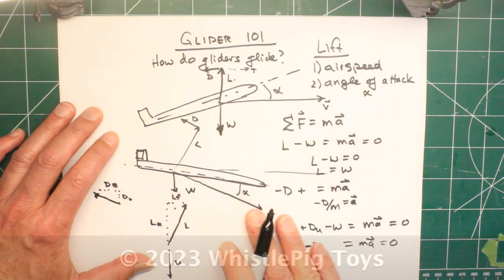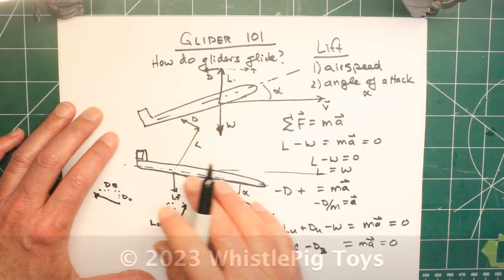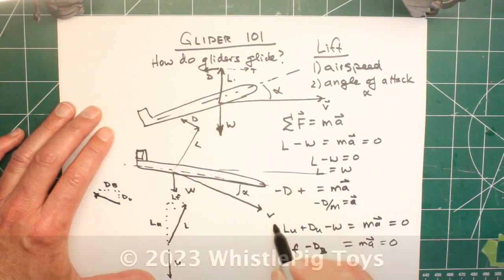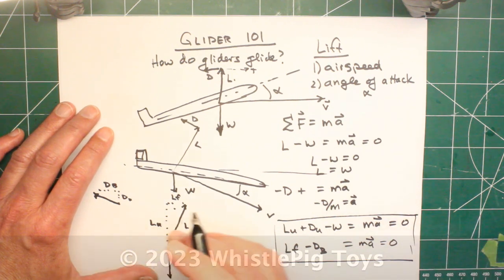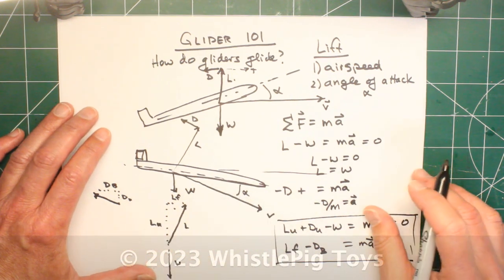They simply slide down this ramp of air and arrange the lift to put all of the forces into equilibrium so that the sum of the forces upwards and left to right are equal to 0.